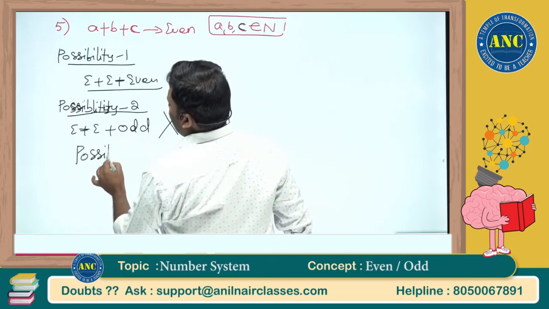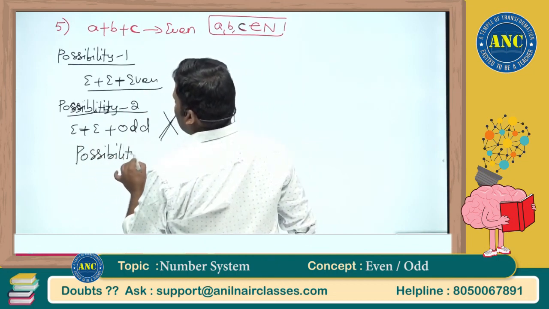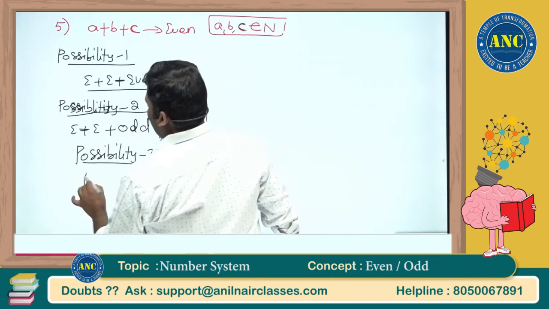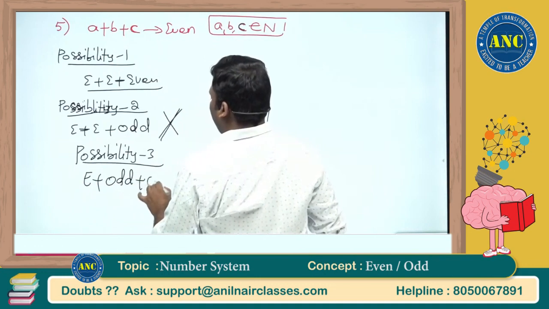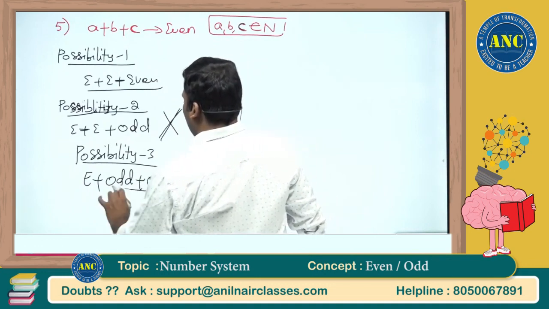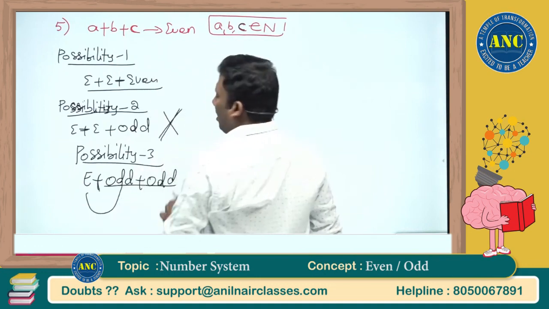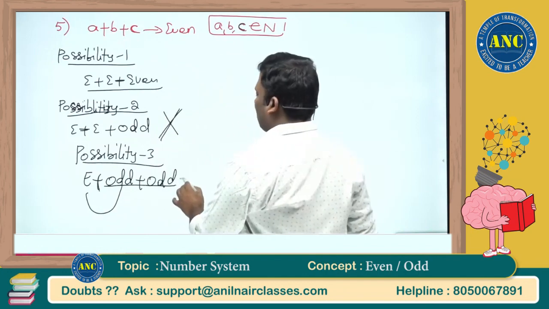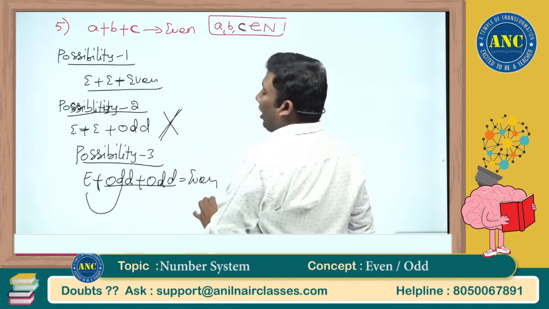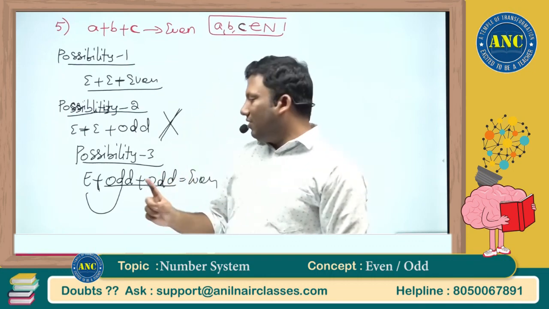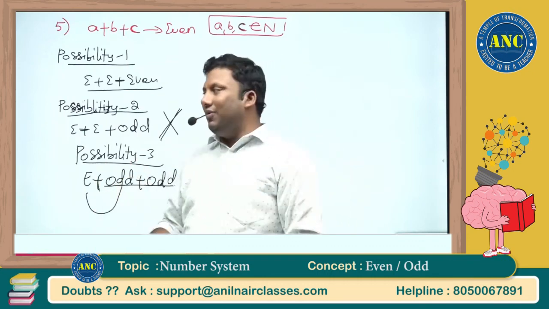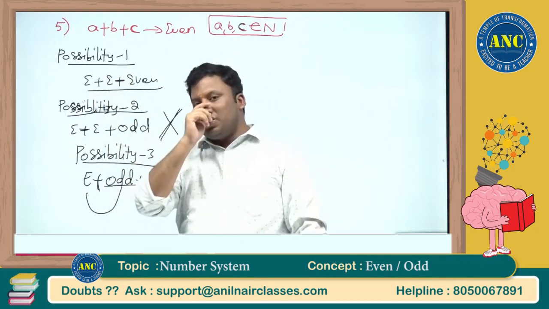That means the last case is one is even. Even plus odd plus odd. Odd plus odd is even. Even plus even, it is even. That means one of the variables can be even, or all three variables can be even.